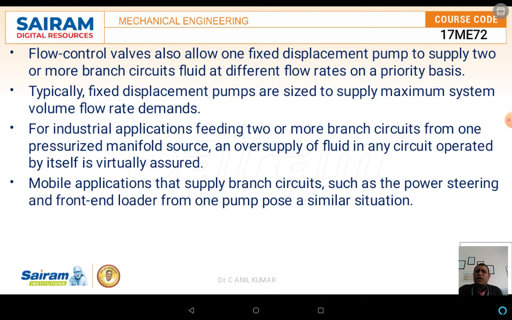The mobile applications, the supply of the branch circuits as well as the power steering and the front end loader from the pump, are posed to a similar situation.